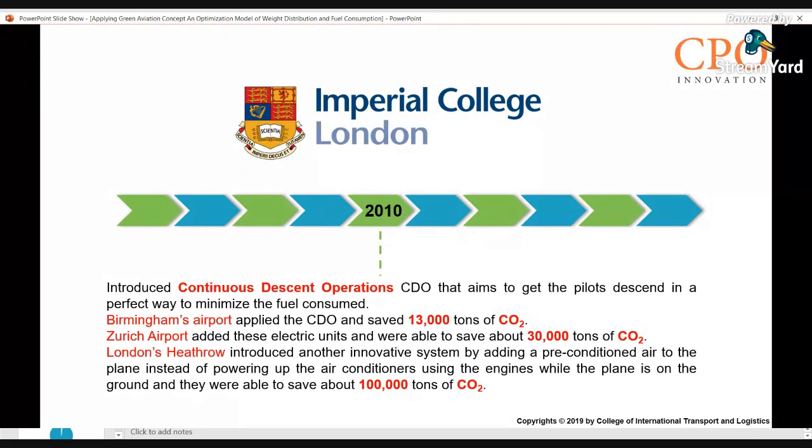Birmingham Airport applied the CDO, and the results were fascinating: 13,000 tons of CO2 saved this year, just because of the CDO. Zurich Airport in Switzerland applied this CDO technique, and they started using electric units instead of powering up the plane engines, which saved them up to 30 tons of CO2 that year. Also, London Heathrow Airport, the world's busiest airport, introduced the CDO, and they started optimizing extra operations such as using preconditioned air instead of powering up the plane engines and consuming extra fuel for secondary reasons. So they were able to save around 100,000 tons of CO2 that year, which is a huge number and a huge result.